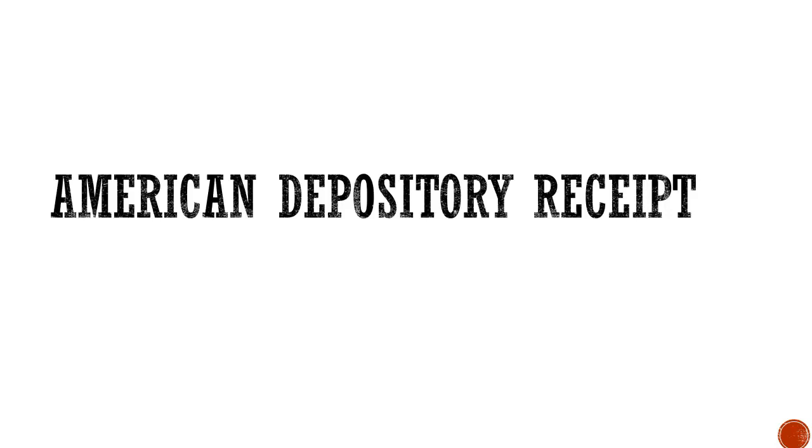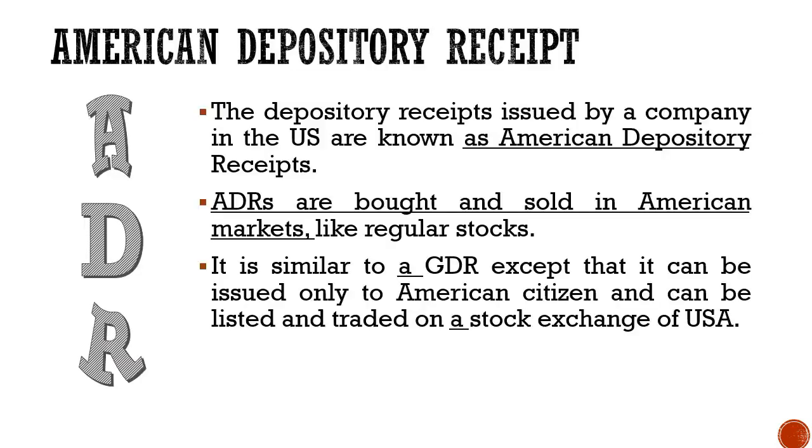The next type of depository receipt is the American Depository Receipt. Now let us see what American Depository Receipt means. The depository receipts issued by a company in the United States are known as American Depository Receipts. The ADRs are bought and sold only in the American market, just like regular stock. So the only difference between ADR and GDR is that GDR comprises the entire globe. It includes the United States along with the European nations. However, ADR is only and purely bought and sold in the American market.